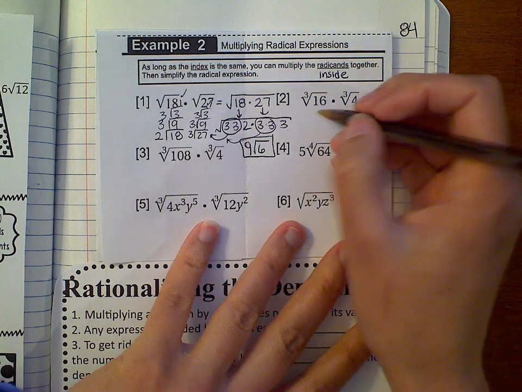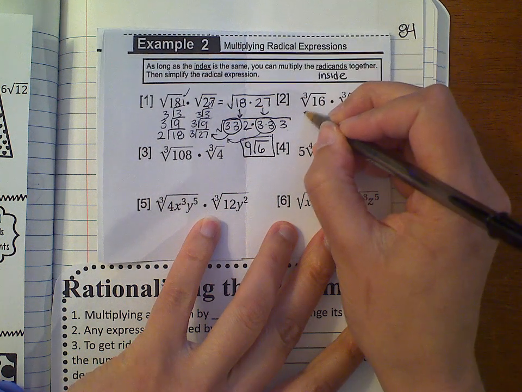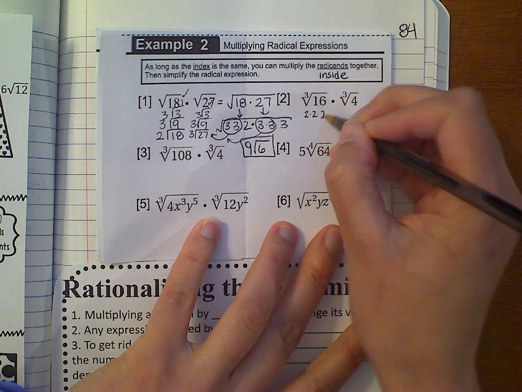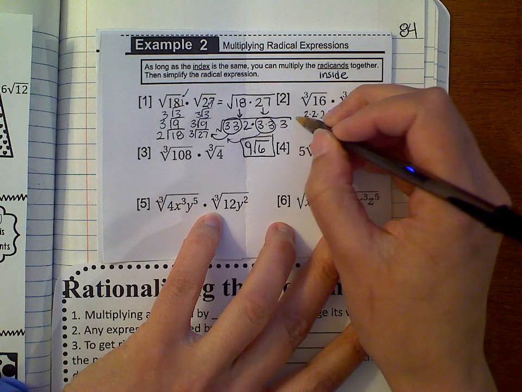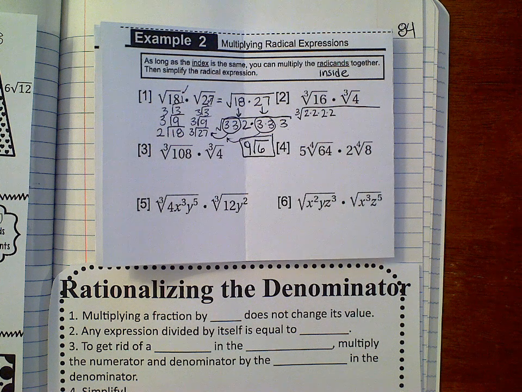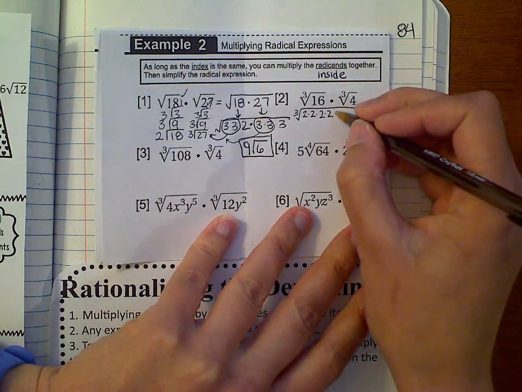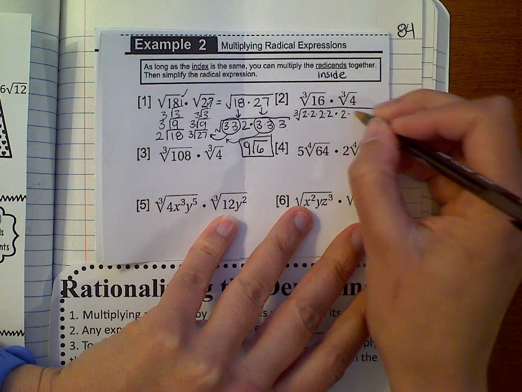Okay, so we'll try another. So the 16, I know, is 2 times 2 times 2 times 2. And these are all under the cube root because they're both cube roots. So I can smash them both underneath 1. The 4, I can really only change that to 2 times 2.